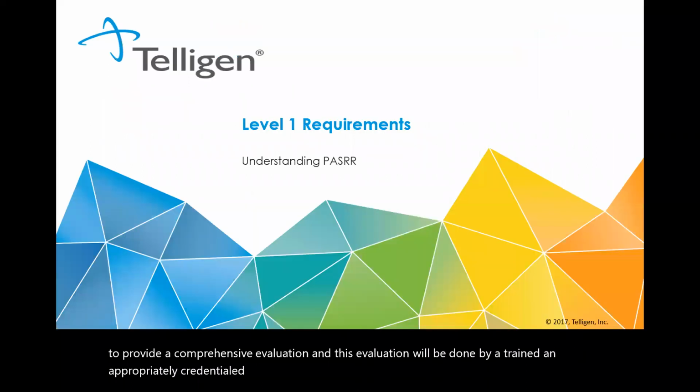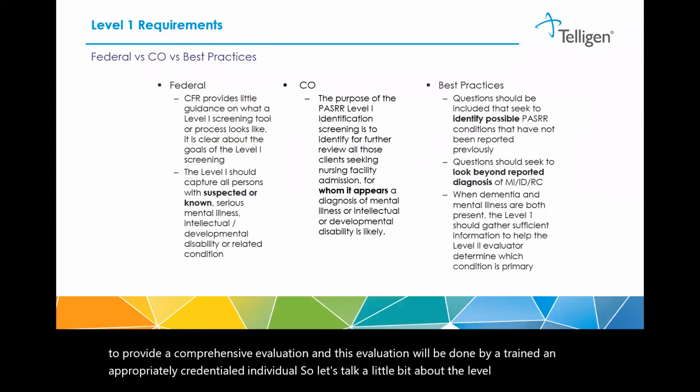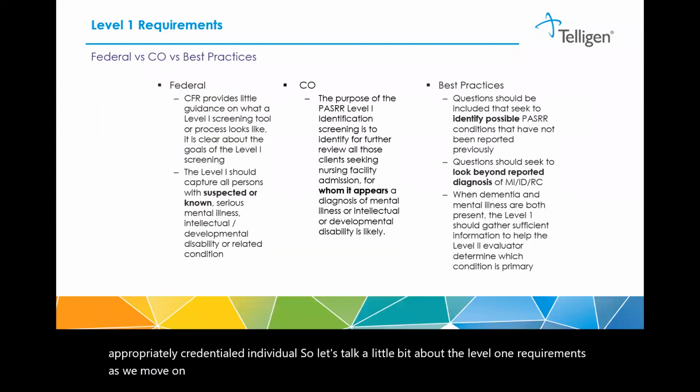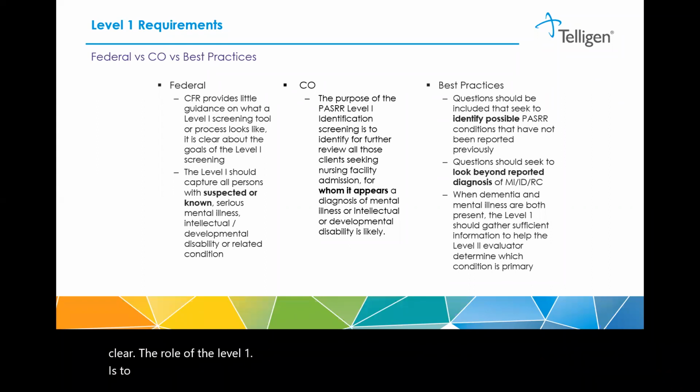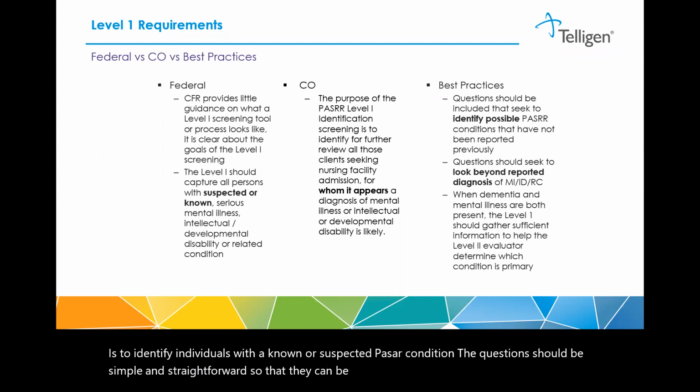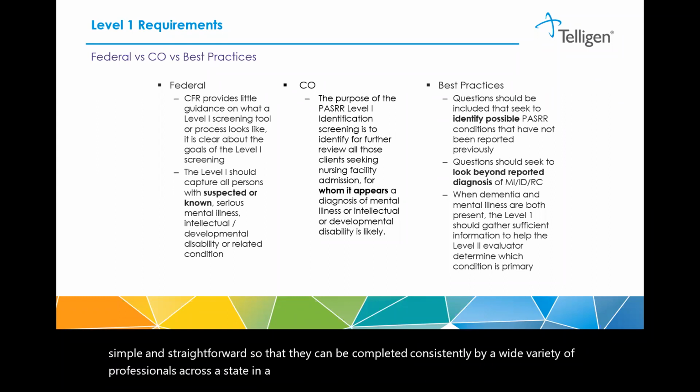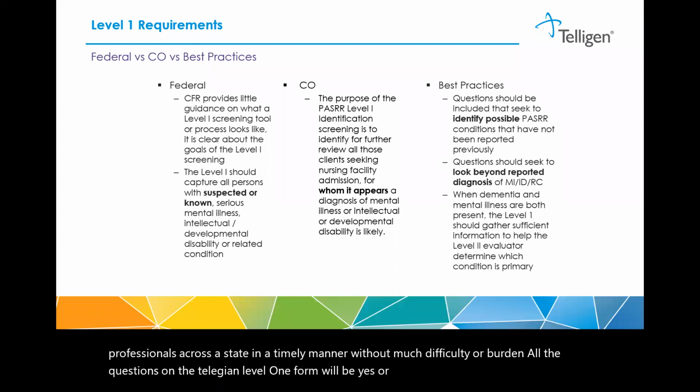So let's talk a little bit about the level 1 requirements as we move on. The language in both the federal and Colorado regulation is clear. The role of the level 1 is to identify individuals with a known or suspected PASSR condition. The questions should be simple and straightforward so that they can be completed consistently by a wide variety of professionals across the state in a timely manner without much difficulty or burden. All the questions on the Tellergen level 1 form will be yes or no questions. I think there's 12 or 13 of them.